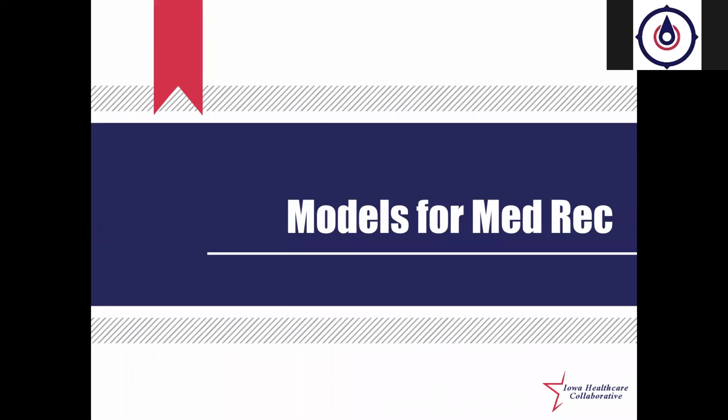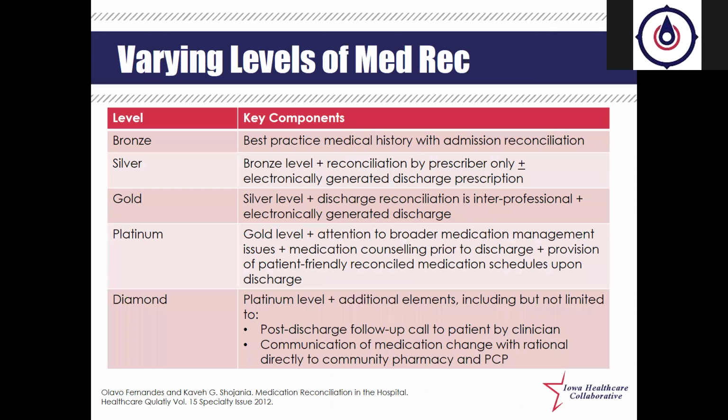Let's talk a little bit about models for medication reconciliation. There are several different models out there, and it just depends on what works best for your facility. So first I wanted to touch on medication reconciliation in the hospital from our healthcare quality journal, and this one talks about several different levels of medication reconciliation using a bronze to diamond scale. So bronze would be the best practice medical history or medication history occurs at admission, and it's reconciled then. If we move up to silver, that includes both the admission reconciliation and then reconciliation by a prescriber only, plus or minus an electronically generated discharge prescription.